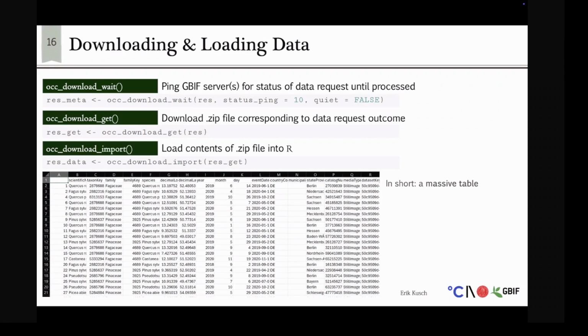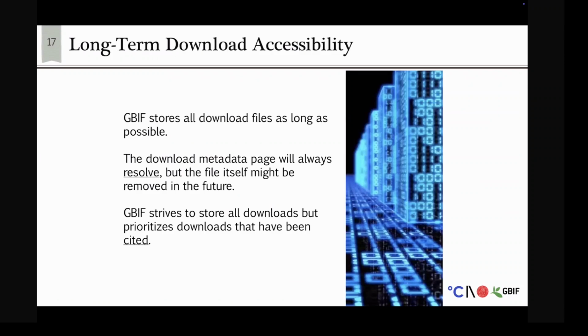Finally, to get the data that is contained within the zip file into R, you just use the OCC_download_import function onto the output of the OCC_download_get function, and then you get a massive table loaded into your R session, much bigger than what I'm showing over there. And then you have your data.